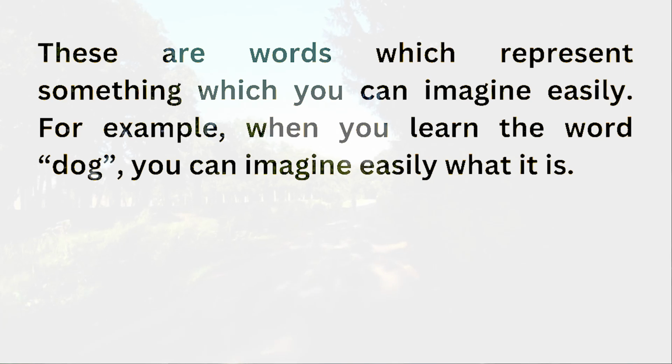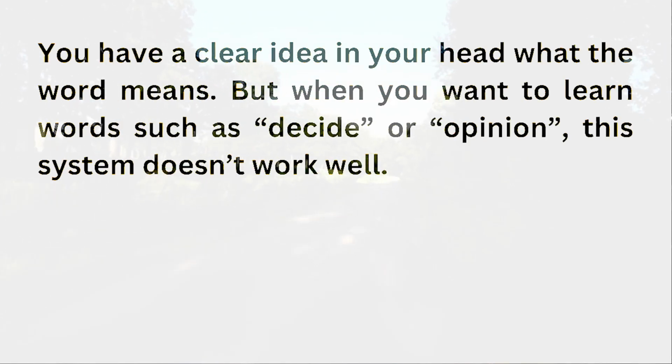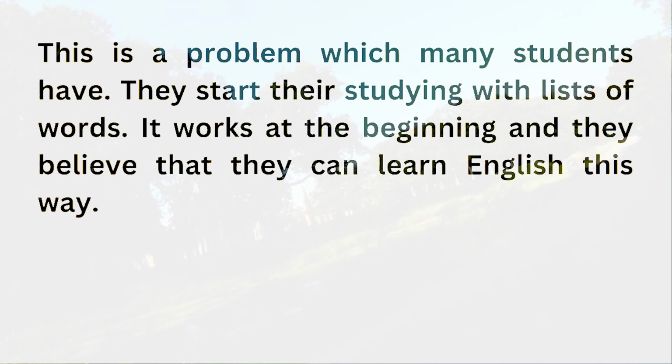For example, when you learn the word dog, you can imagine easily what it is. You have a clear idea in your head what the word means. But when you want to learn words such as decide or opinion, this system doesn't work well. This is a problem which many students have.